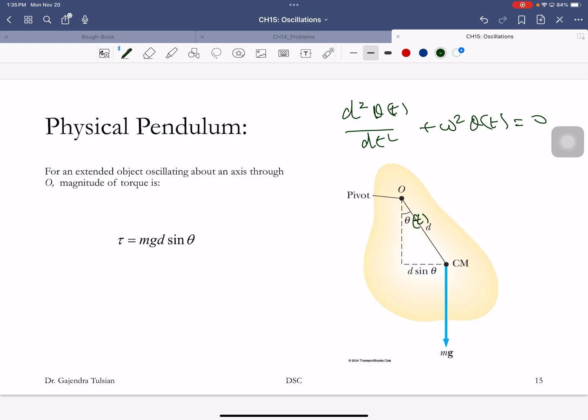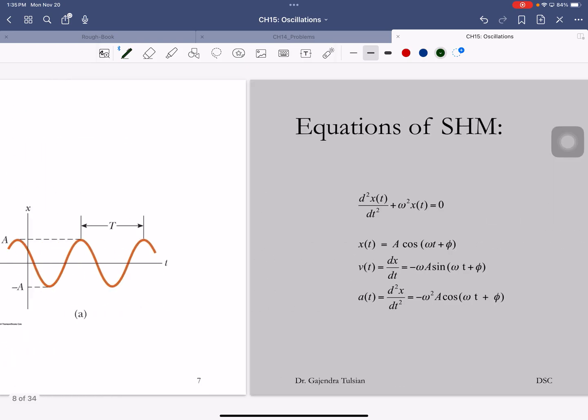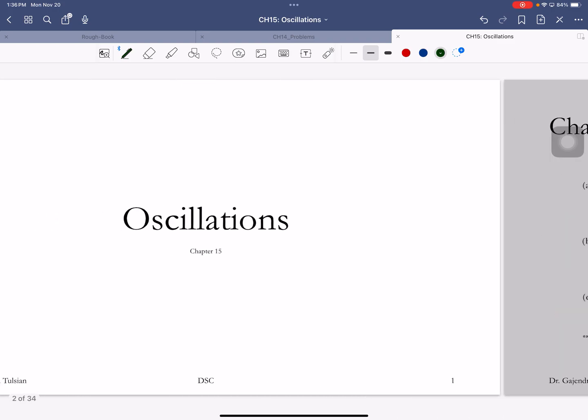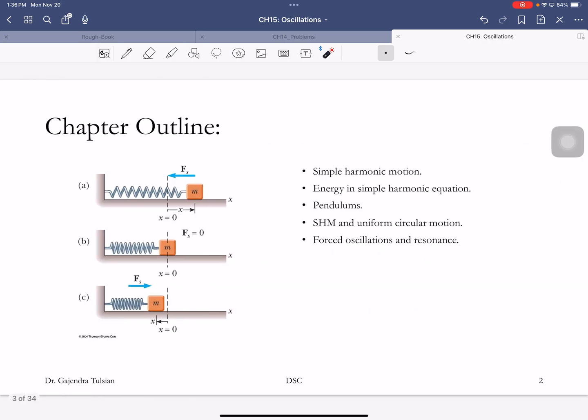All right, so what we are going to study is oscillations, and we will study a very particular kind of oscillation called simple harmonic motion. And that'll show up in all kinds of phenomena. So here are the basic things you need for an oscillation.